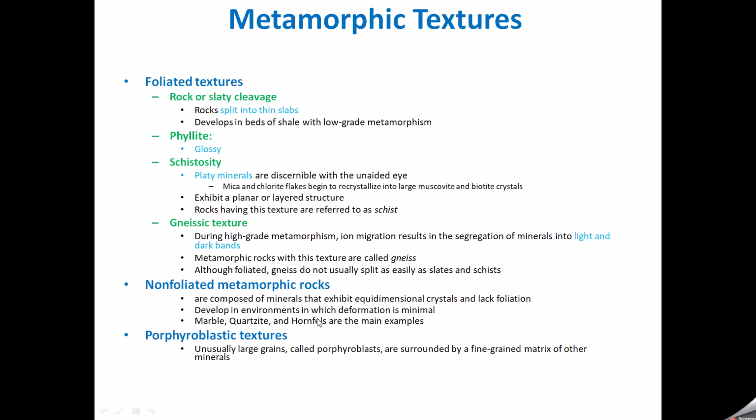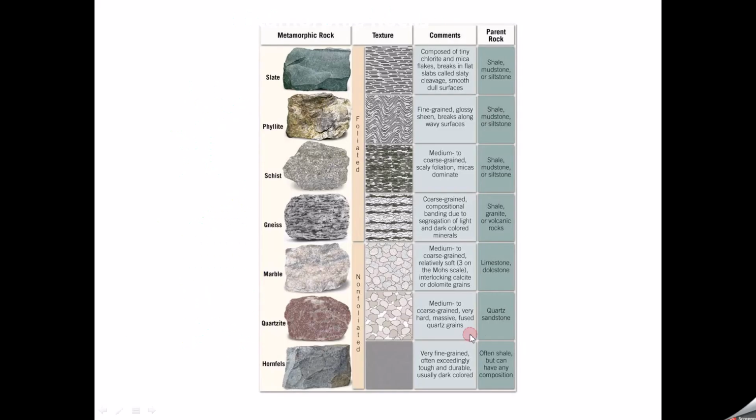Now we have another type. We call it porphyroclastic texture. Usually large grains called porphyroclasts, large crystals, are surrounded by a fine-grained matrix of other minerals. We'll see an example of this. So let's look at these.